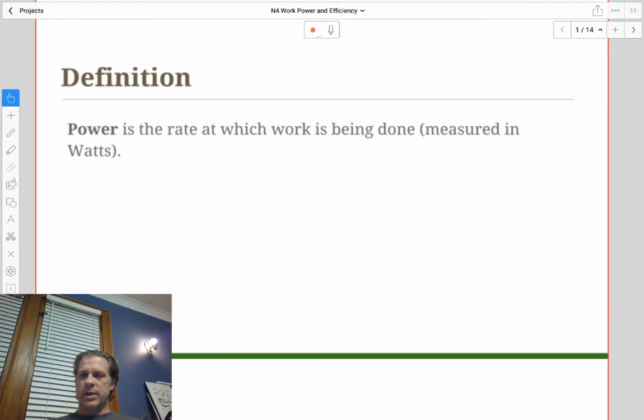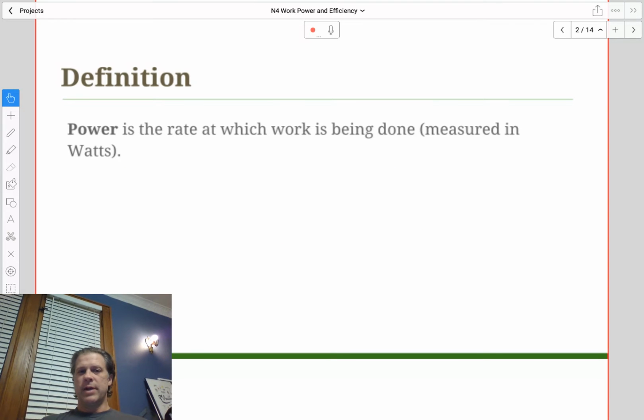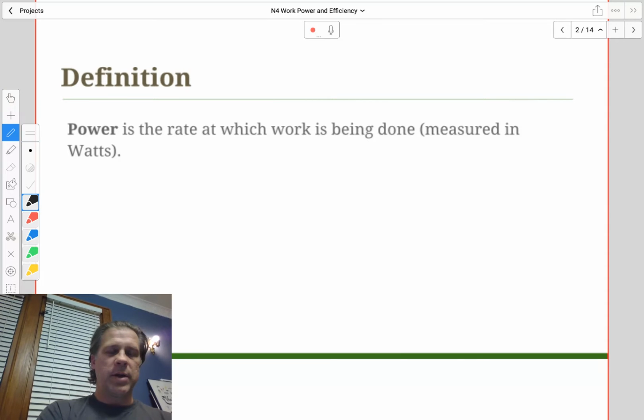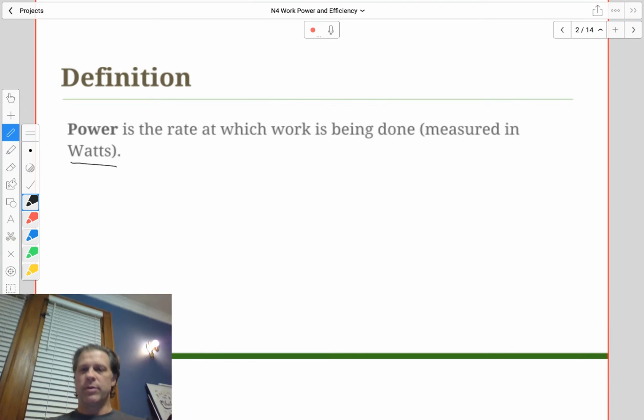The first thing that we need to talk about is the definition of what power actually is. Power is defined as the rate at which work is being done, and it's usually measured in the unit of watts. You may have heard of watts before, but that's the new unit that we're going to be working with in this unit.